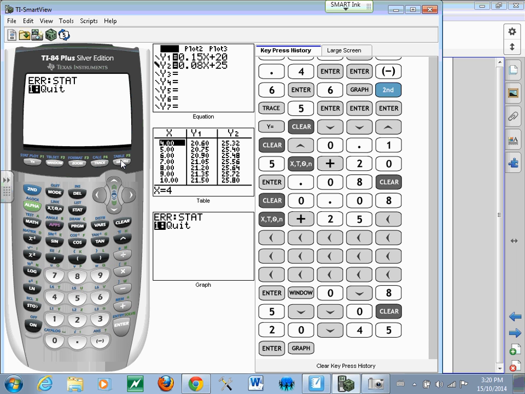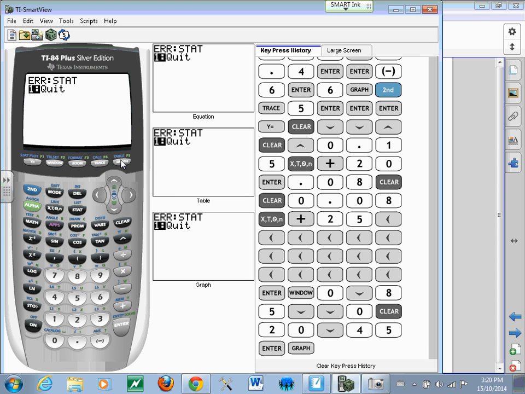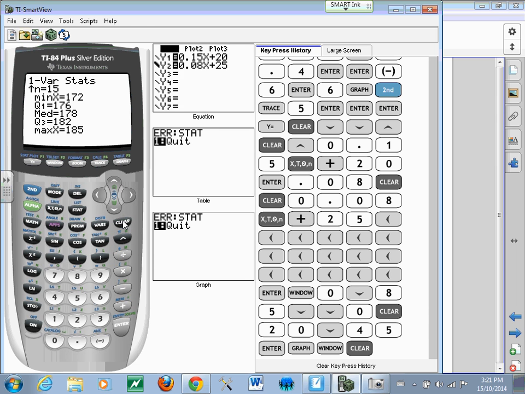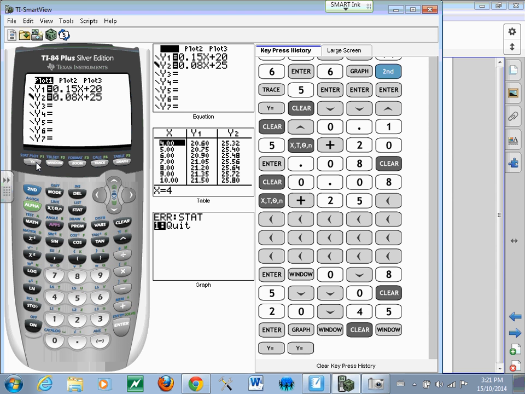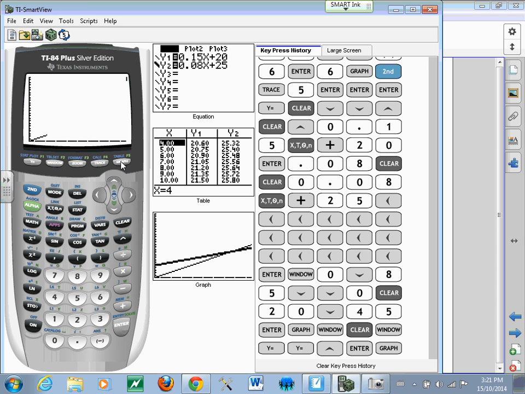Oops. Got an error here. So let's take a look. What do I have wrong? If I go to window, 0.85, 20, 45. Let's go to my y equals for a second. Okay, something's not wrong with my plots. Let's turn those off. Now we'll try graphing. So here comes my first equation and my second equation.